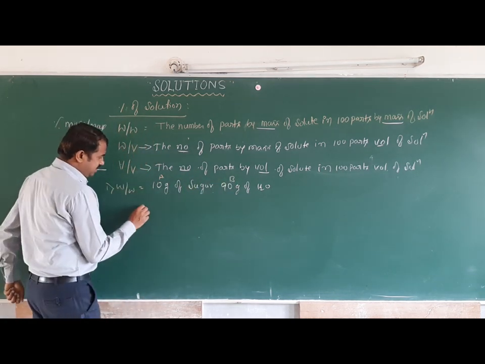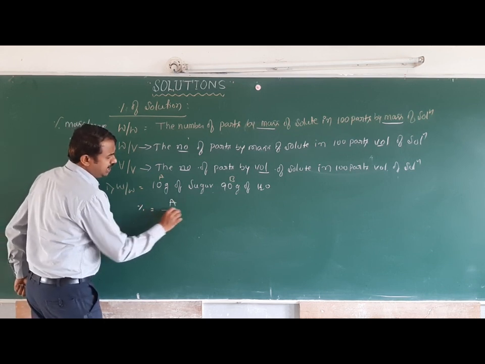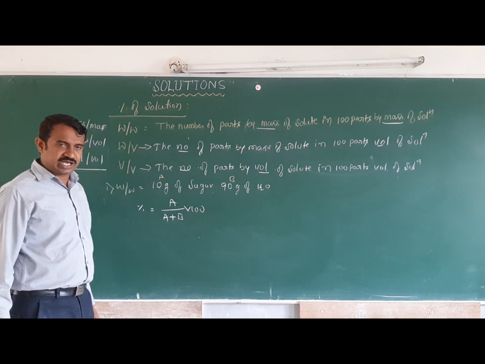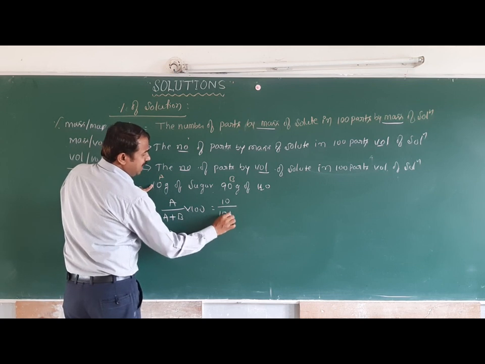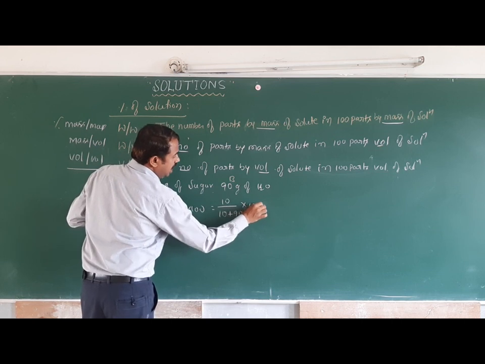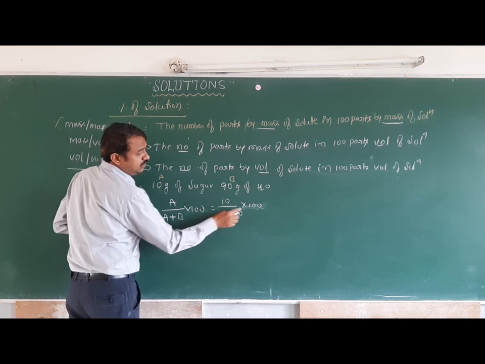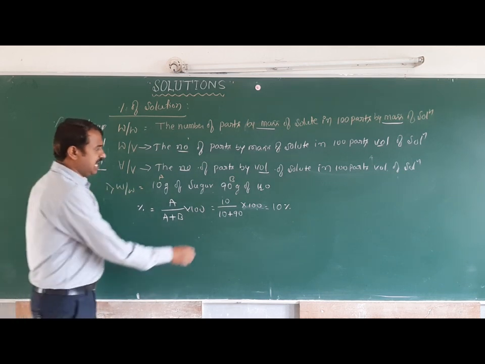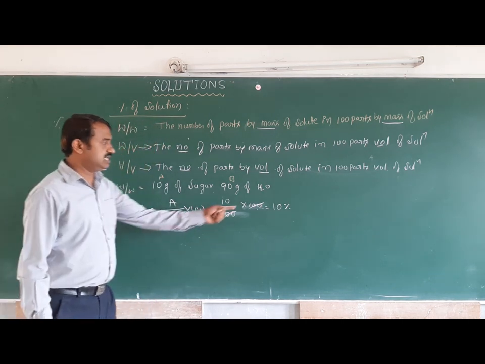The percentage of solution equals A divided by A plus B into 100. Percentage means you have to multiply by 100. What is the A value? 10, divided by 10 plus 90, which is 100. So 10 divided by 100 is 0.1, into 100, gives 10%.